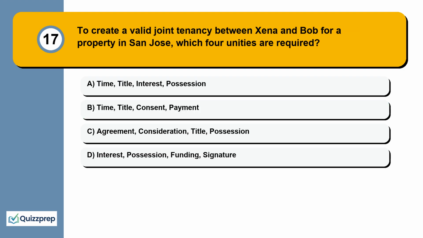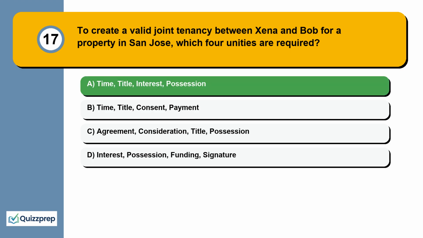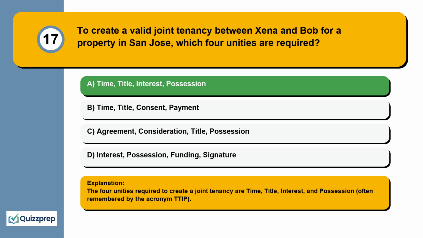Question 17. To create a valid joint tenancy between Zena and Bob for a property in San Jose, which 4 unities are required? Time, title, interest, possession. Time, title, consent, payment. Agreement, consideration, title, possession. Interest, possession, funding, signature. The 4 unities required to create a joint tenancy are time, title, interest, and possession, often remembered by the acronym TTIP.